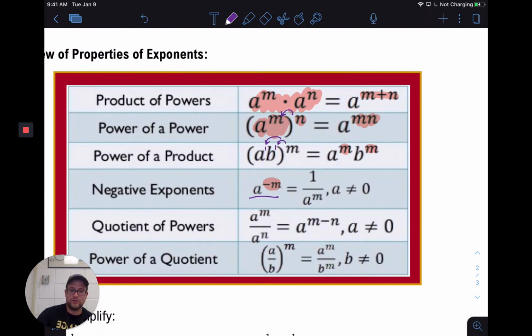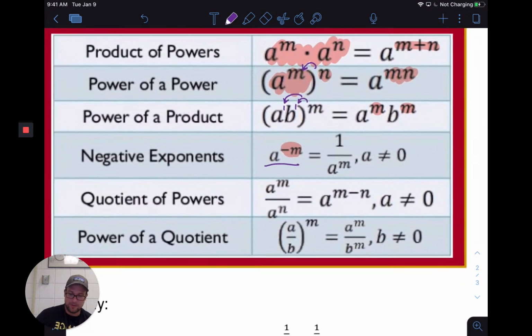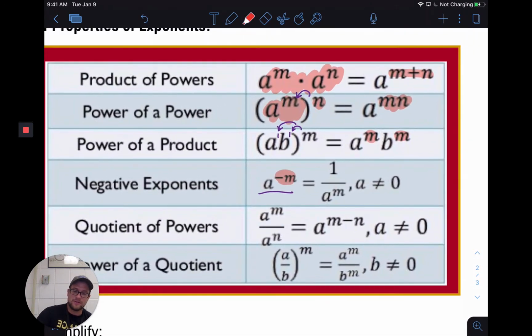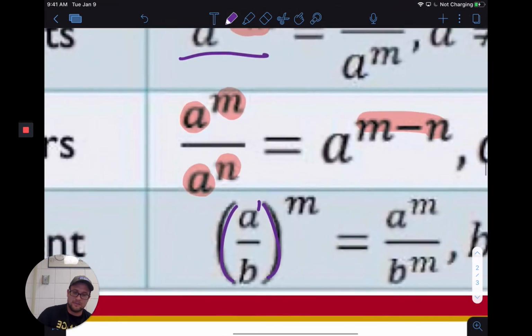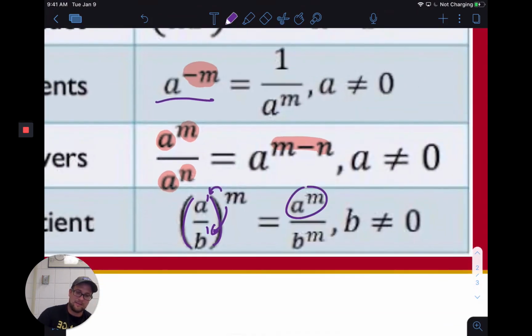One thing to note is that this only works if a is not equal to 0, because if it was equal to 0, we'd end up dividing by 0, and that, of course, is bad. We also have the quotient of powers. If I have something with the same base on top and bottom of a fraction, and they have different exponents, you can take the top exponent and subtract the bottom exponent to get your answer. Keep that same base. And last but not least, this is the same as these two up here. If I have parentheses, I always tell my kids parentheses mean multiply exponents. 1 times m would be m, 1 times m would be m, so I'll get a to the m over b to the m.